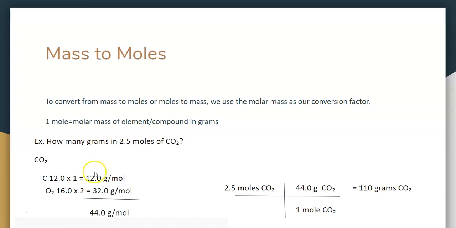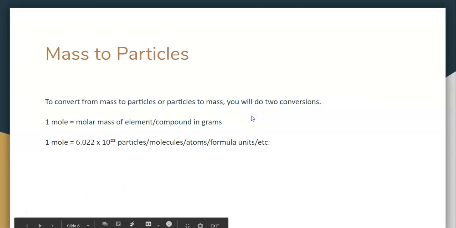Okay? So your next one is to convert from mass to particles or particles to mass. You will do two conversions. You can do it separately, but I like to do it as one long conversion. But again, you can do it separately if that makes it easier for you. You can convert from mass to moles and then moles to particles, or vice versa. But you really need to know that you're doing two conversions. So that means you're going to have two conversion factors.